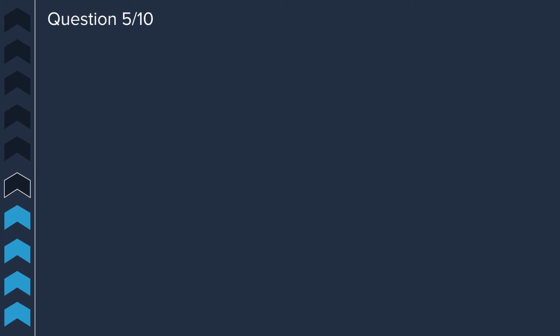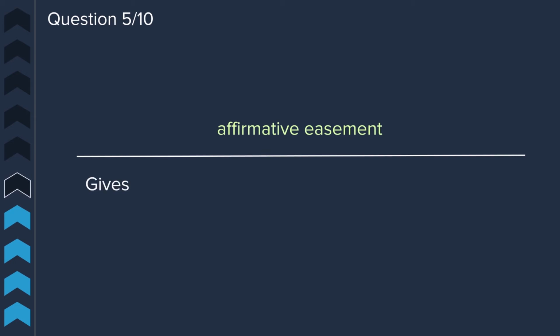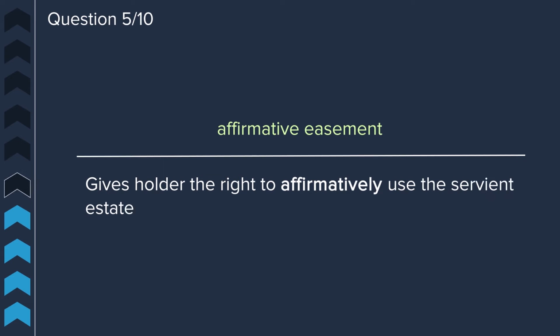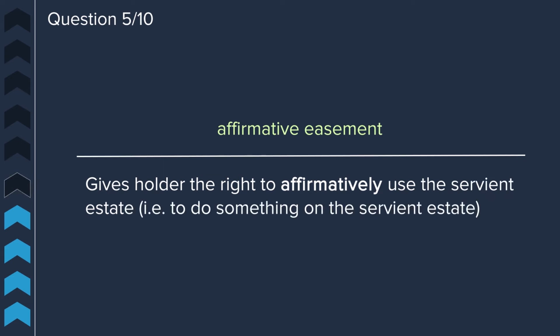Question 5. What is an affirmative easement? An affirmative easement gives the holder the right to affirmatively use the servient estate. In other words, to do something on the servient estate.